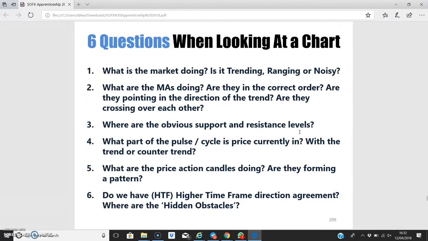2. What are the moving averages doing? Are they in the correct order? Are they pointing in the direction of the trend? Are they crossing over each other? 3. Where are the obvious support and resistance levels?